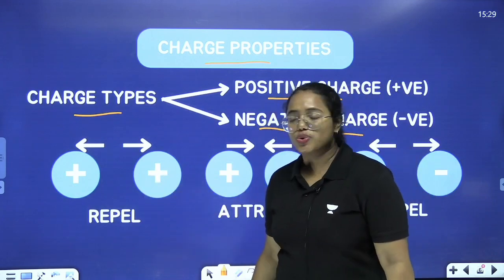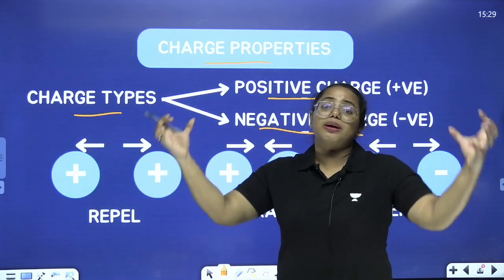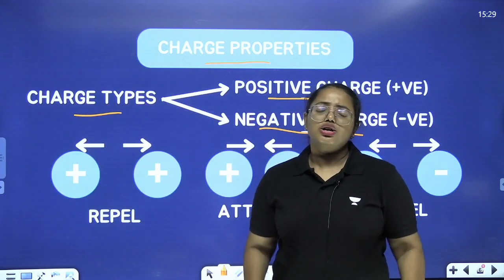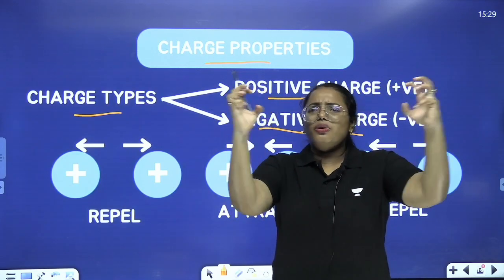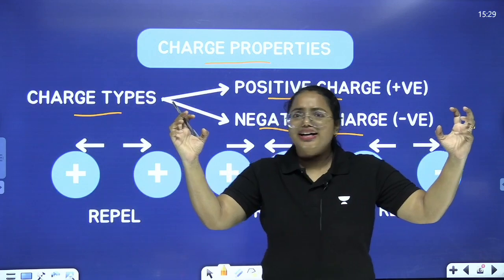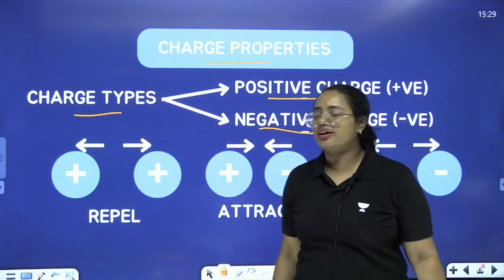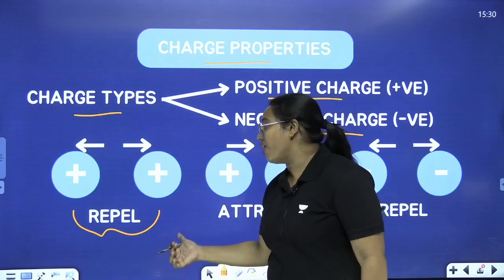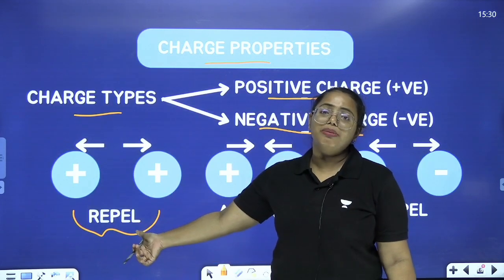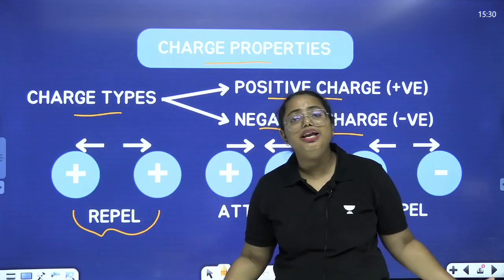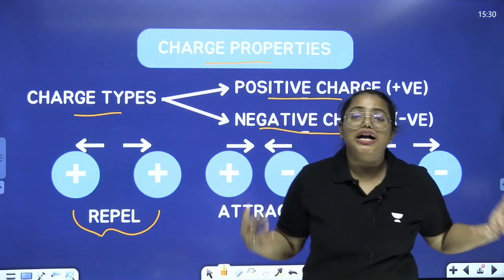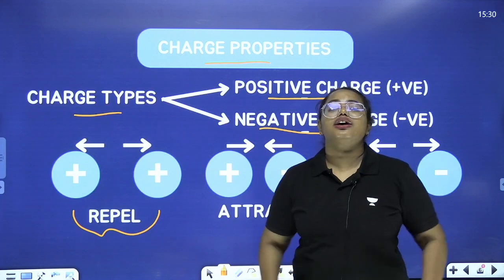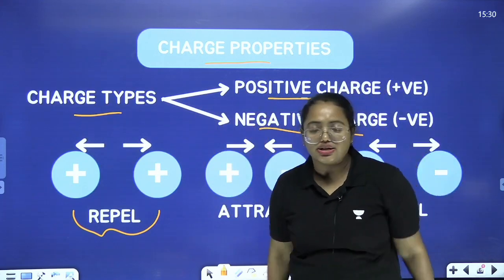Looking at the very first one, you can see two positive charges coming together. So we have taken similar charges here. If I try to keep them together, what is happening? They're moving away from each other. That means they repel. That is the reason we say the relationship between two similar charges is repulsion. Got it? They repel each other. They move away from each other if we try to keep two similar charges together.